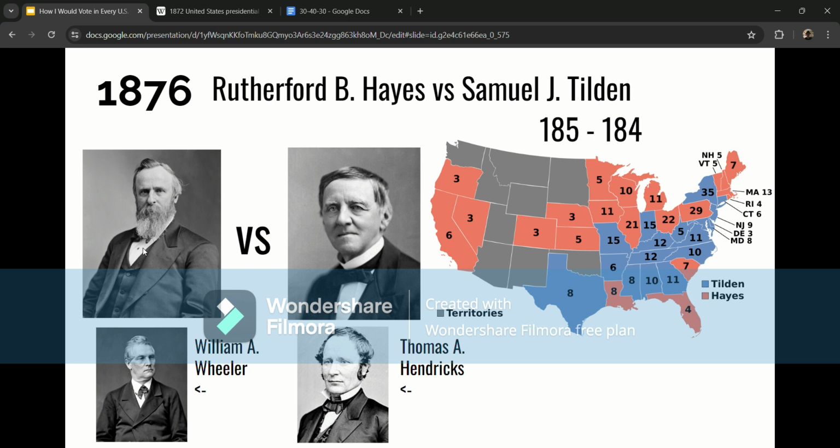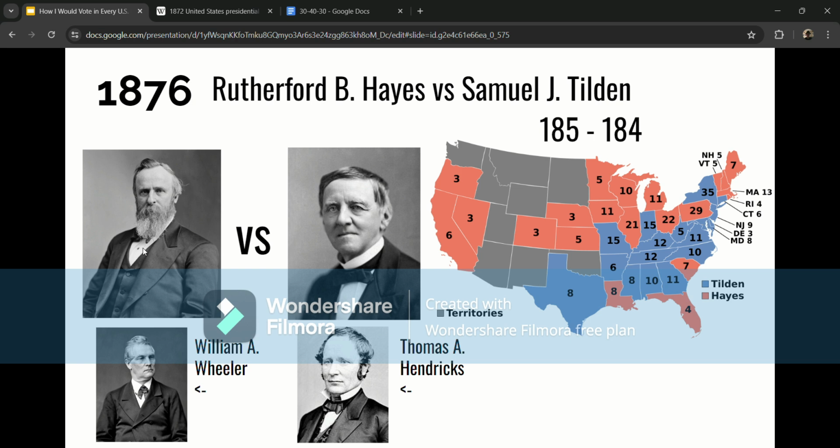That and Grant's corruption was becoming even more well known now. It seemed like every year or two there was another scandal or 10 that popped up, like the whiskey ring scandal. Again, I already mentioned Credit Mobilier, several others. I can't remember all of them off the top of my head. But long story short, Grant is seen as a very corrupt and kind of unpopular individual.